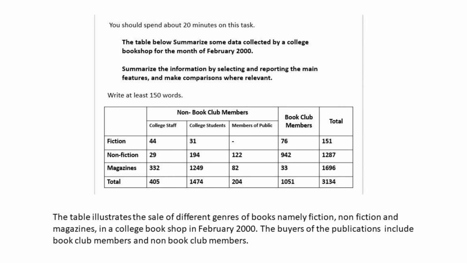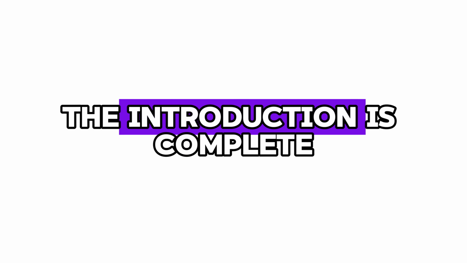Let's read it. The table illustrates the sale of different genres of books, namely fiction, non-fiction and magazines, in a college bookshop in February 2000. The buyers of the publication include book club members and non-book club members. So I have noted down everything from the question statement. One thing, I've tried to use synonyms. And the second thing is, I've talked about the different genres, the different customers, and the time frame. So I think the introduction is complete and perfect in itself.